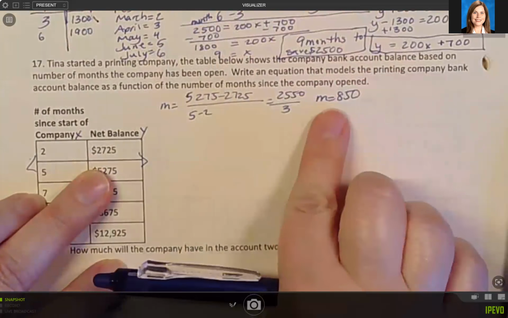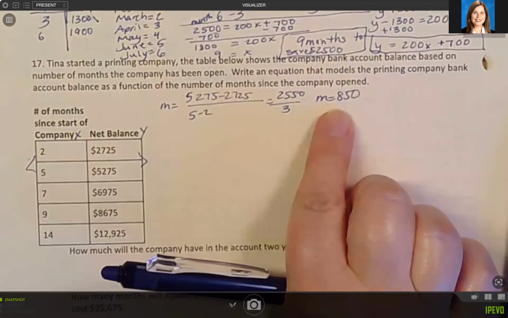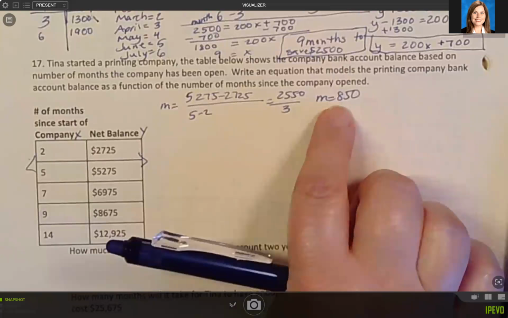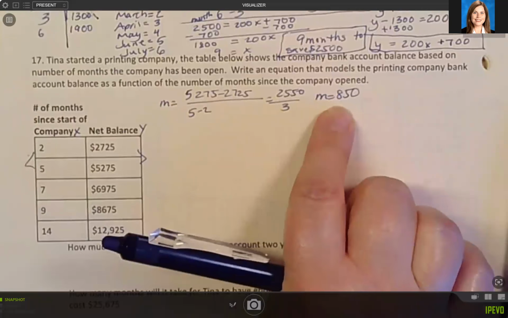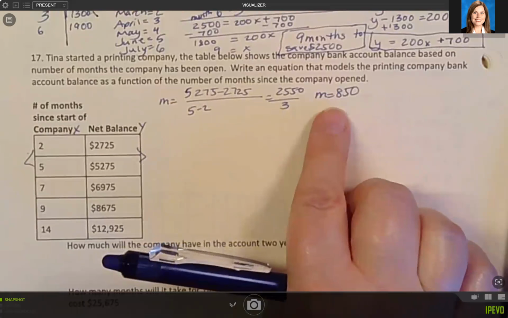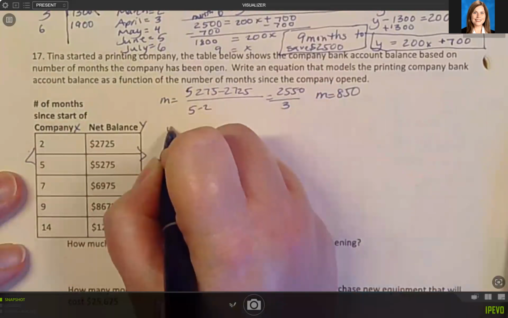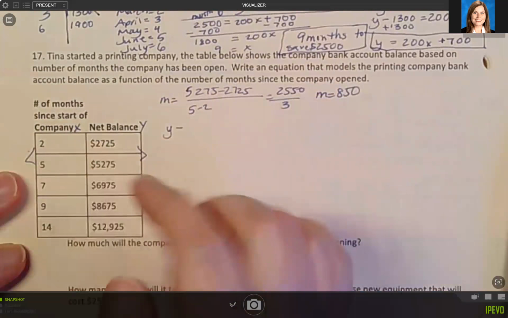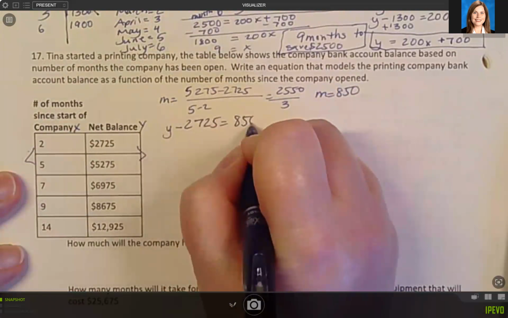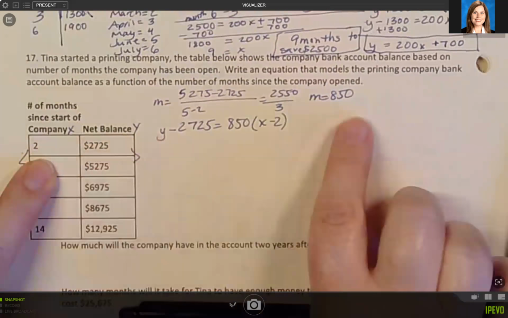That means your business is earning a profit of $850 per month. So after expenses, salaries, investments, things like that, you're clearing $850 per month. Then we need to find our y-intercept, so let's substitute in any of the x values. We'll choose the first one. In point-slope form, y minus 2,725 equals m, which is 850, times x minus 2. So I use this point and the slope.